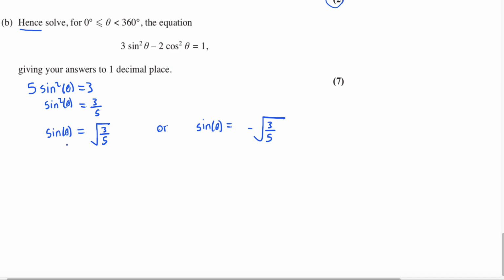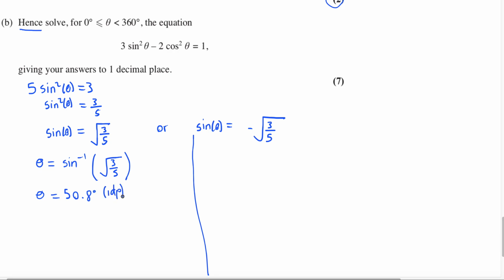Okay, so if sine theta equals the square root of 3 over 5, let's work with this side first. Let's just draw a line down the middle here. Then we have theta is equal to the inverse sine of the square root of 3 over 5. Let's just do that on the calculator, inverse sine of the square root of 3 over 5. Man, there's a lot to put in this calculator. Okay, that's going to be 50.8 degrees to 1 decimal place. Why am I doing 1 decimal place? Because the question says so. Always read the question.